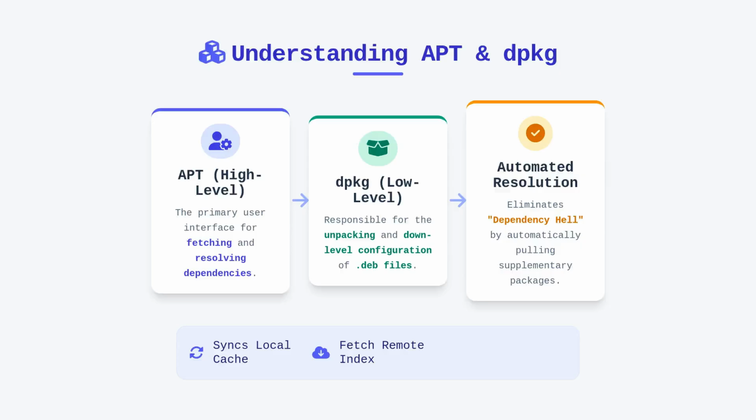When you perform an installation, the system checks whether the required libraries exist. If not, it automatically pulls down any supplementary packages needed to ensure the software runs without errors. This automated resolution process is a significant evolution from the early days of Linux, where users frequently encountered the infamous dependency hell.